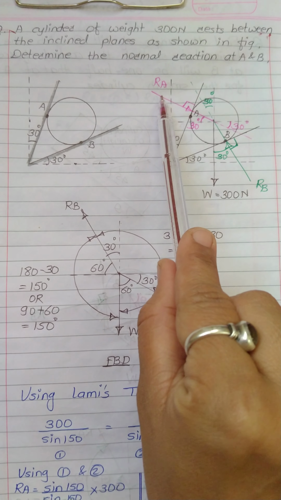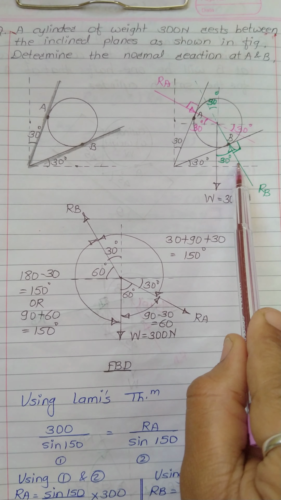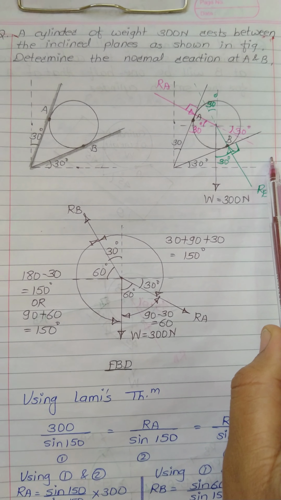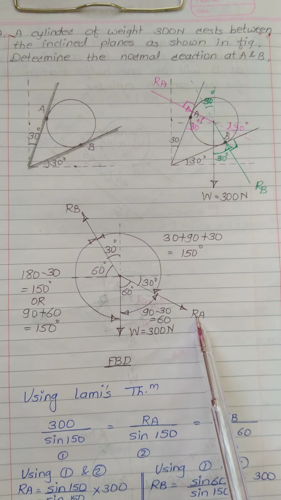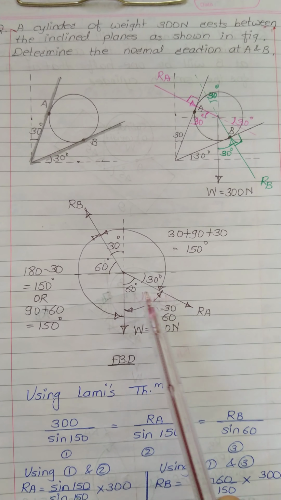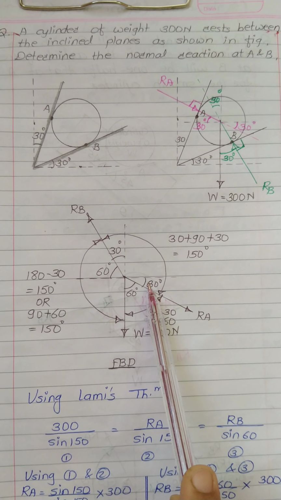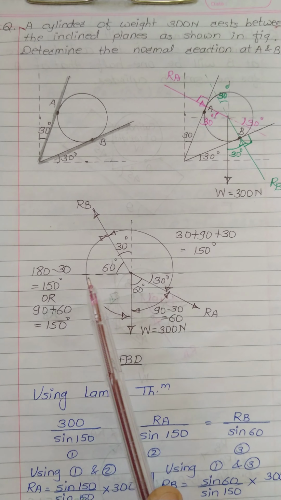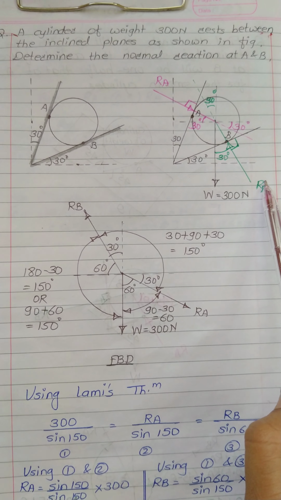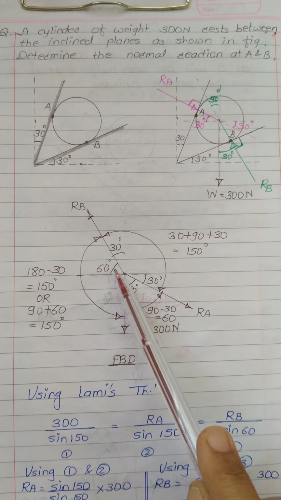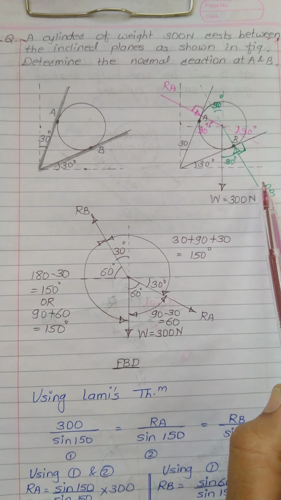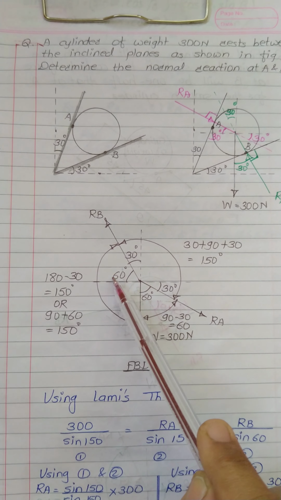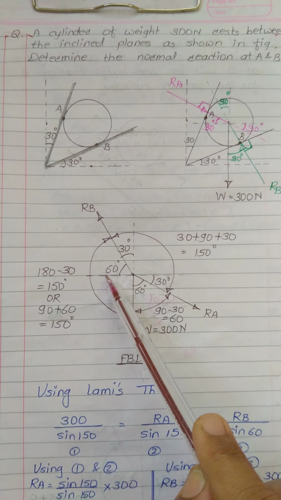Now convert this RA and RB into pull type of forces. If I extend this RA to the next quadrant, it will go to the fourth quadrant. Since it was making an angle of 30 degree with the x-axis, this remaining angle will be 60 degree. Now RB, which is in the fourth quadrant, will move to the second quadrant. This RB was making an angle of 30 degree with the y-axis, so with respect to the x-axis, this angle will be 60 degree.